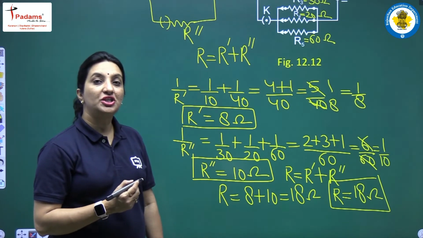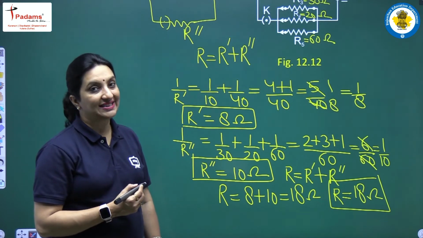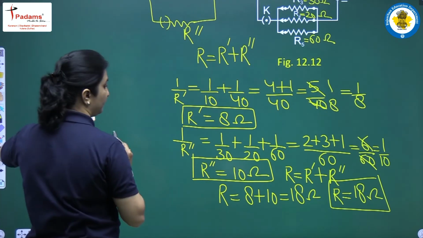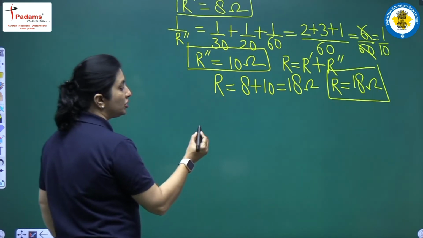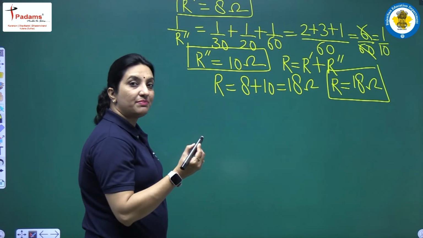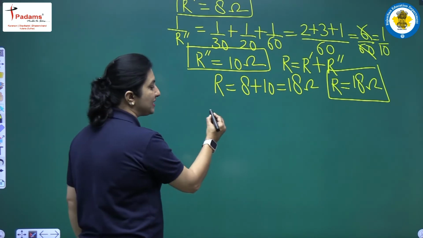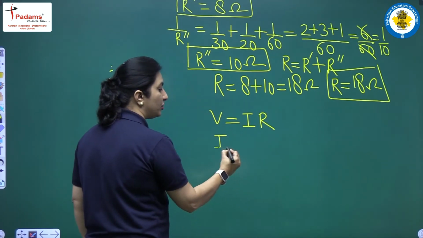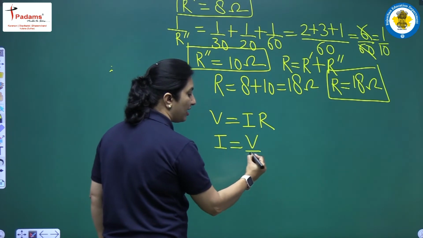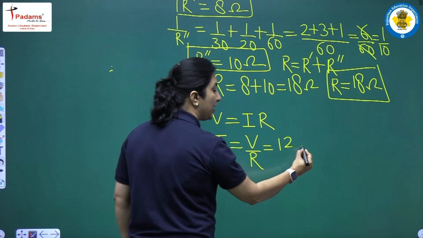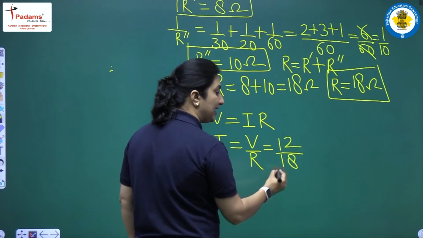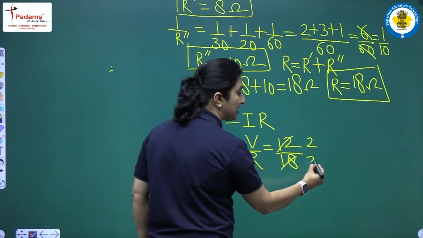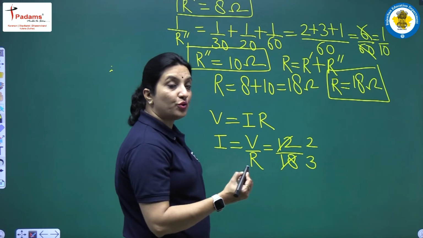We need to calculate the total current flowing through the circuit. So let's calculate the total current flowing through the circuit. The total current will be calculated by using Ohm's law. So V is equal to IR. So I will be equal to V upon R. Now V is given as 12 volts and R we have calculated as 18. So this can be cancelled by a 6. So 6 twos are 12 and 6 threes are 18. So we need to divide 2 by 3.